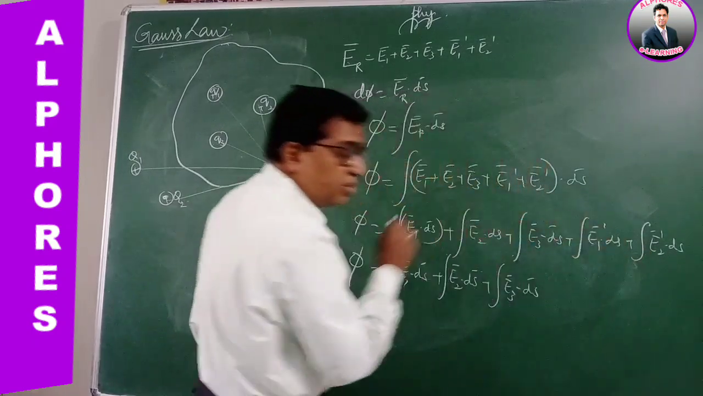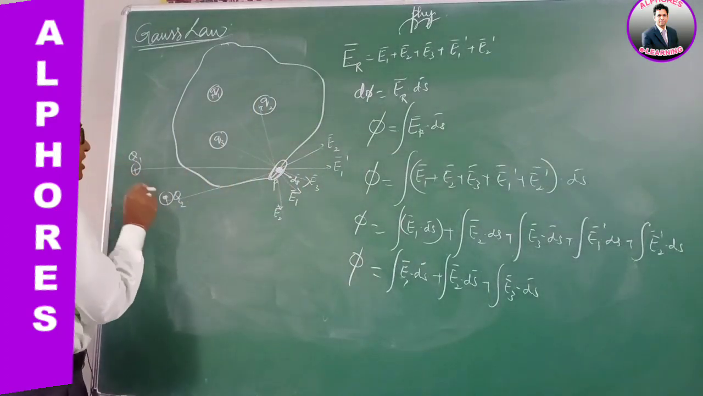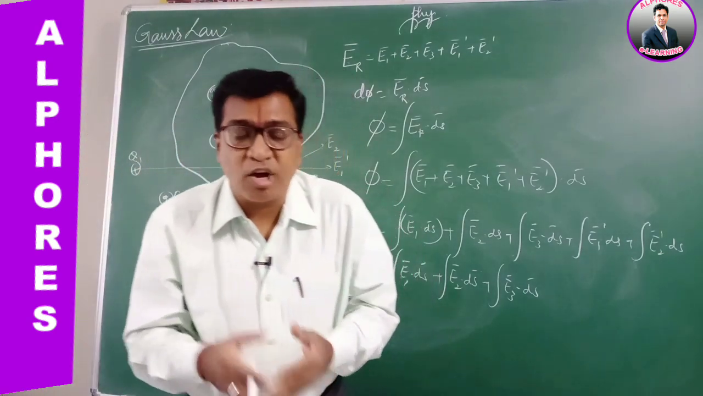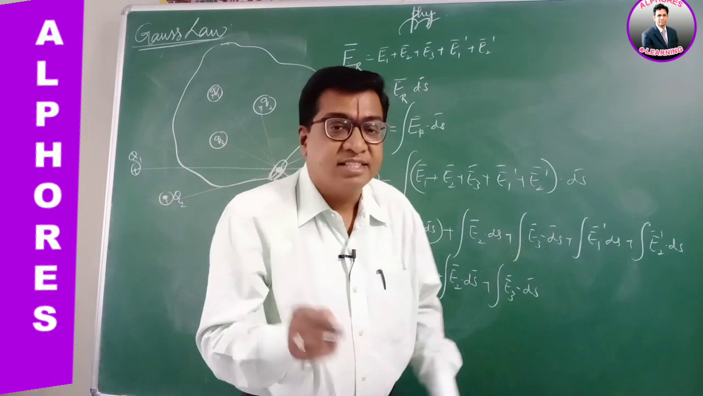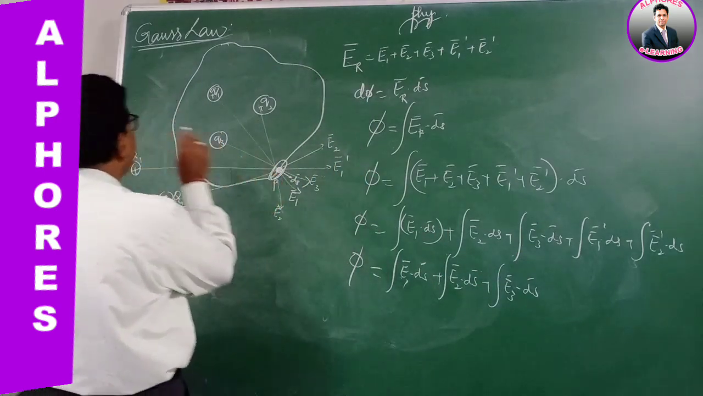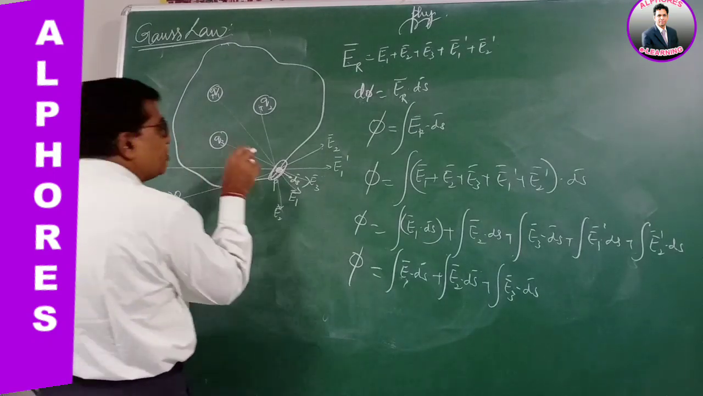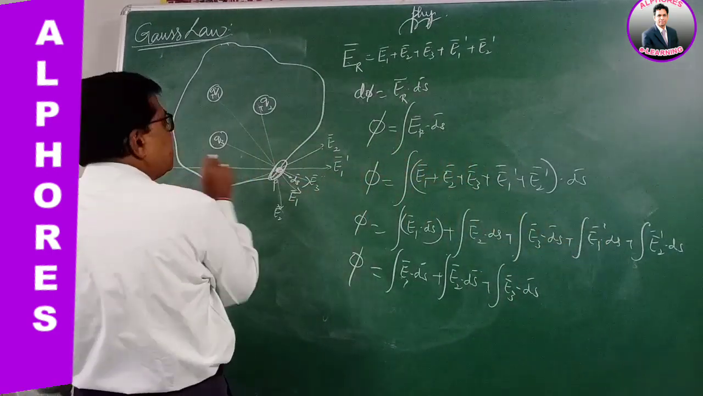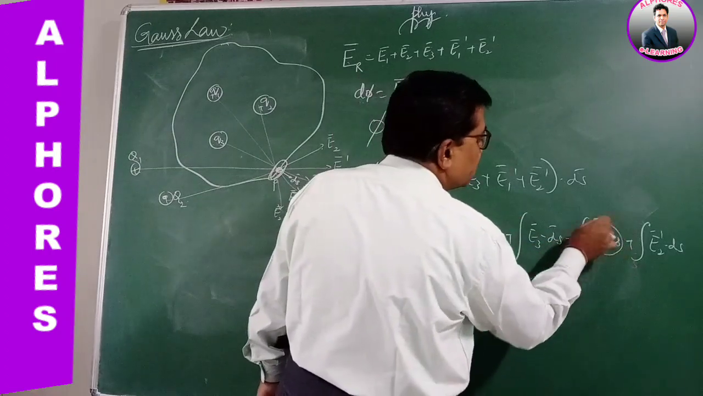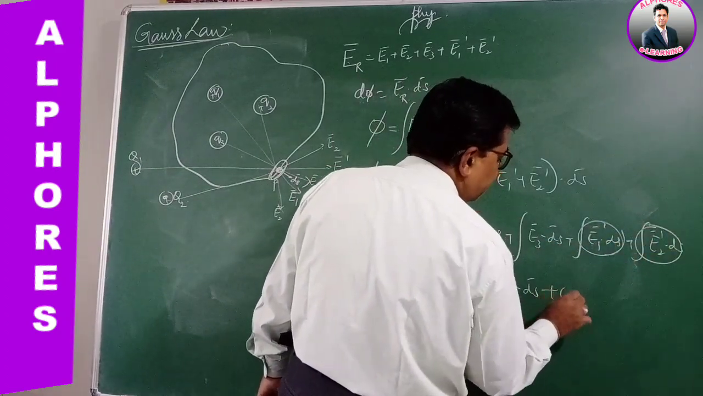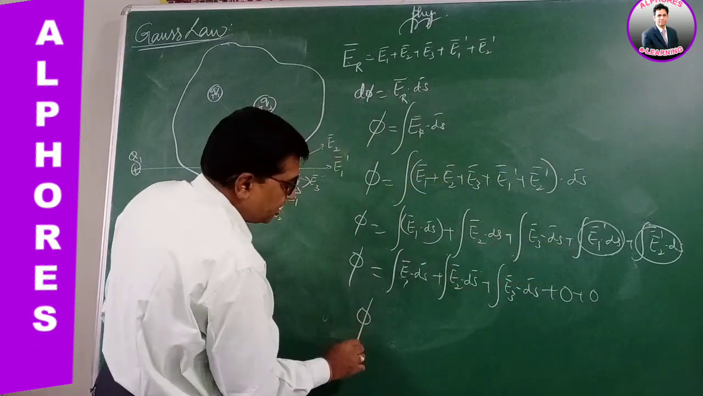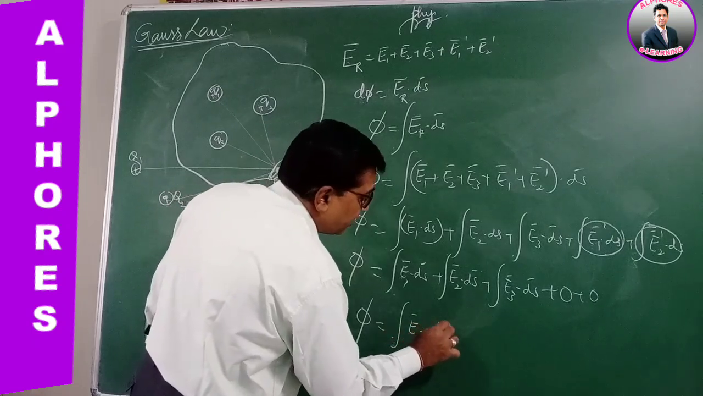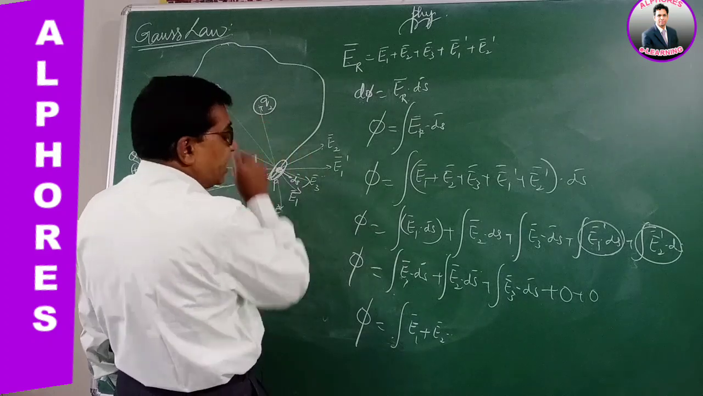Now coming to these two terms, the charges capital Q1 and Q2 are outside the Gaussian surface. I have explained earlier, whenever the charge is outside the Gaussian surface, the flux due to that through the Gaussian surface is always 0. So this charge Q1 which is producing a field E1 dash bar is outside, so flux due to this and flux due to this is 0.